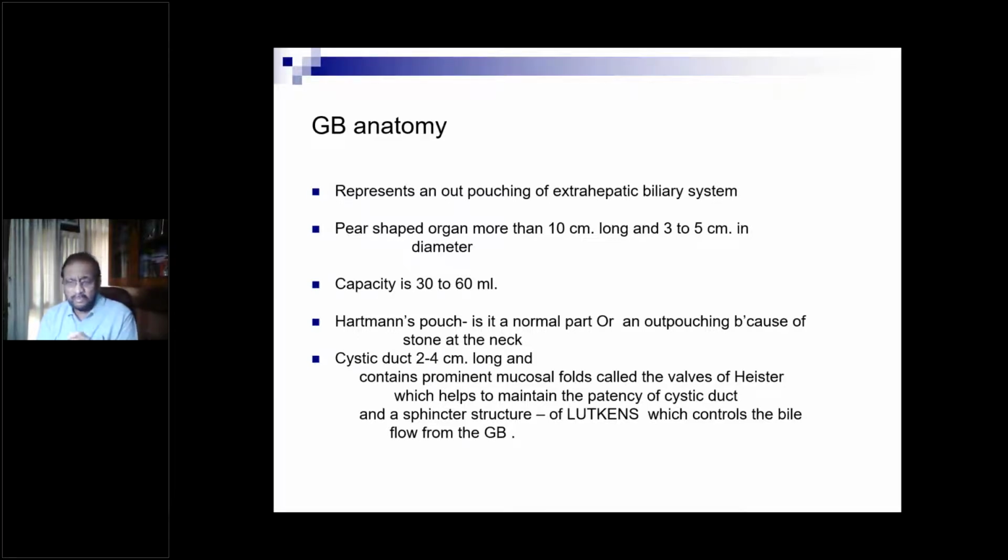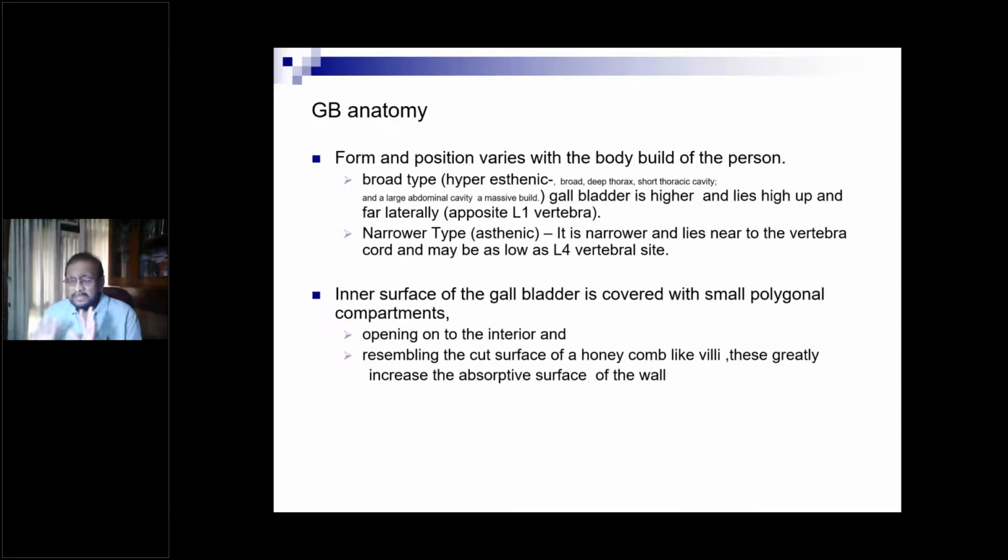Now there are two things. Number one, there are mucosal folds at the neck and the cystic duct, and they help in keeping the patency of the cystic duct. Now, maintaining the patency of the cystic duct is basically the domain of the valves of Heister, and there is a sphincter-like muscle out there, known as the sphincter of Lutkens, which controls the bile flow from the gallbladder into the CBD.